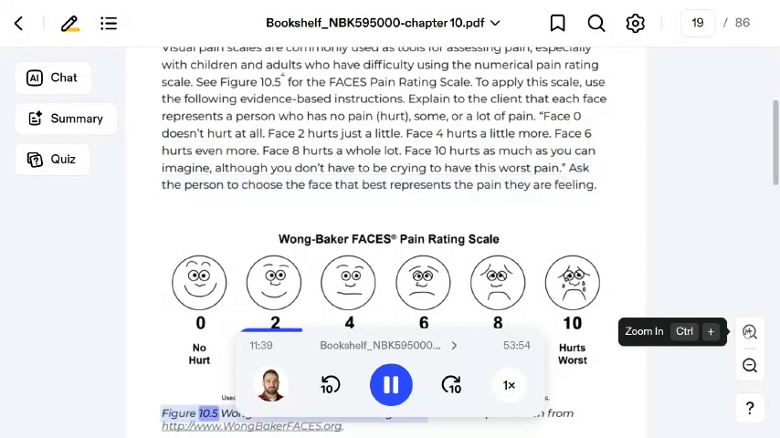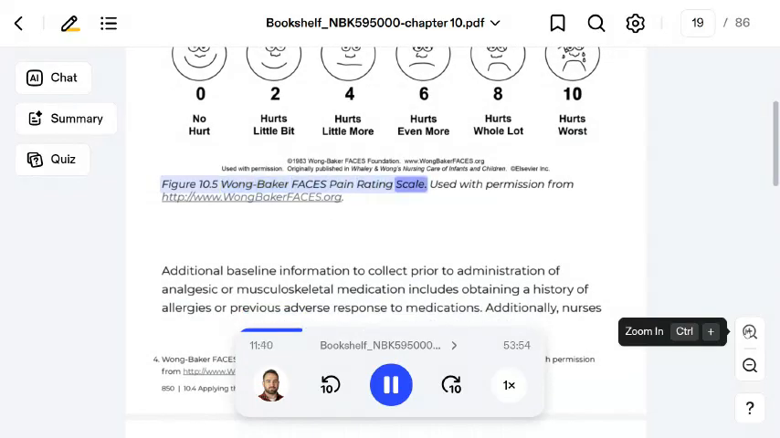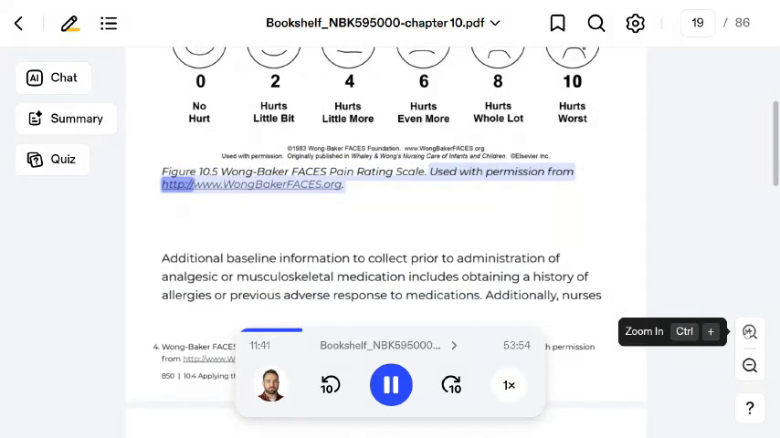Figure 10.5 Wong-Baker FACES pain rating scale. Used with permission from http://www.wongbakerfaces.org.